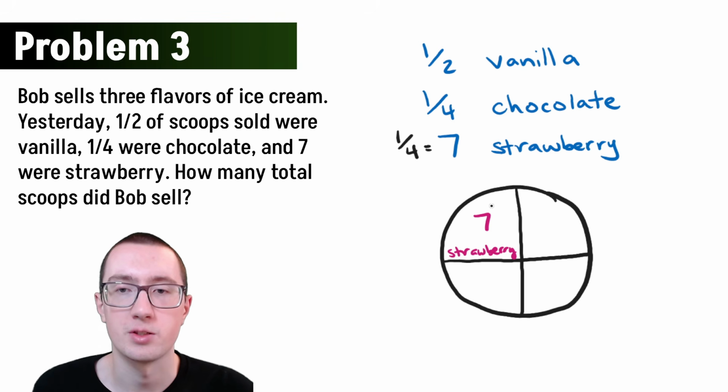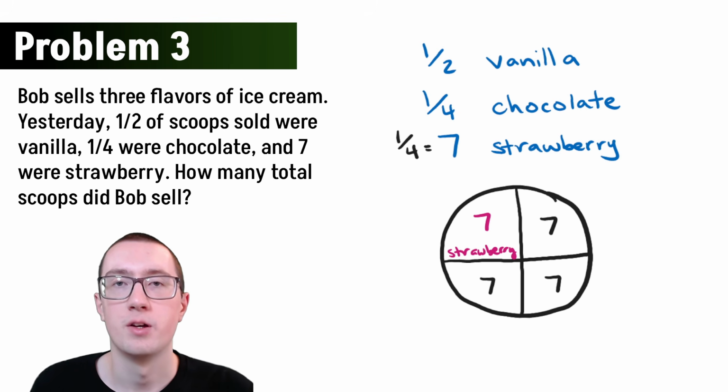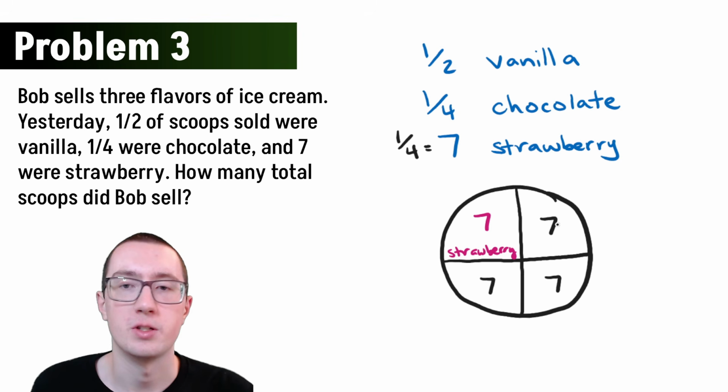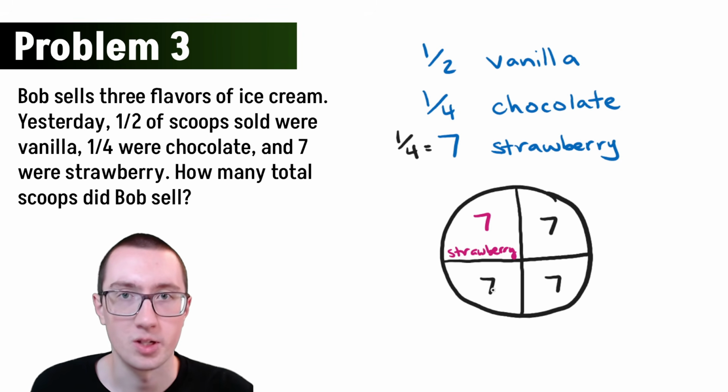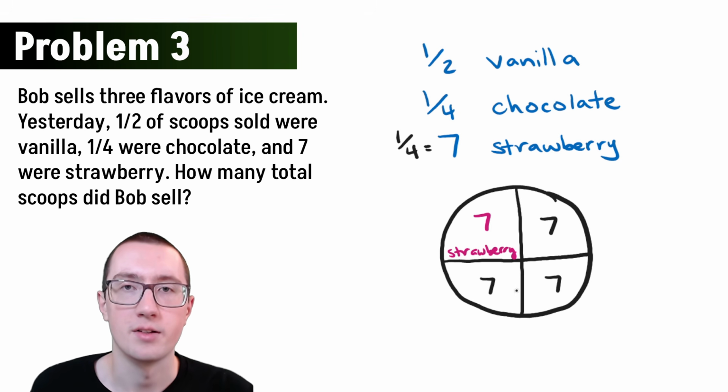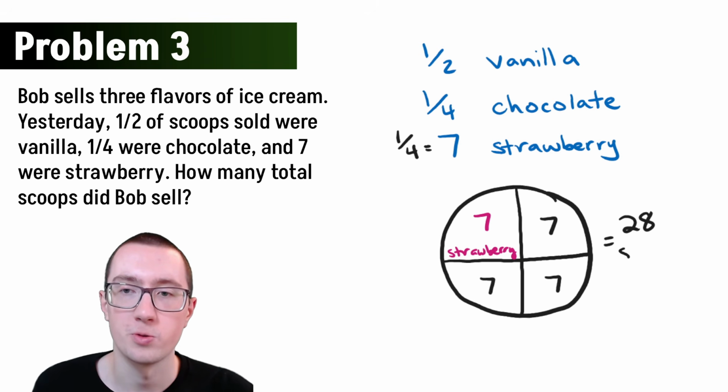So let's just think about this, right? If 1/4 is 7, then that means this quarter is 7, this is 7, and this is 7. So to find the total sales, let's just add these up. 7 plus 7 is 14, plus 7 is 21, plus 7 is 28. So if you add these together, there were 28 total scoops sold.